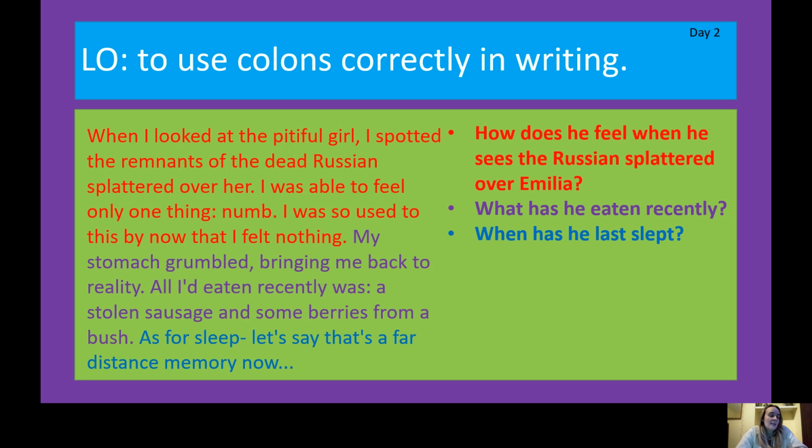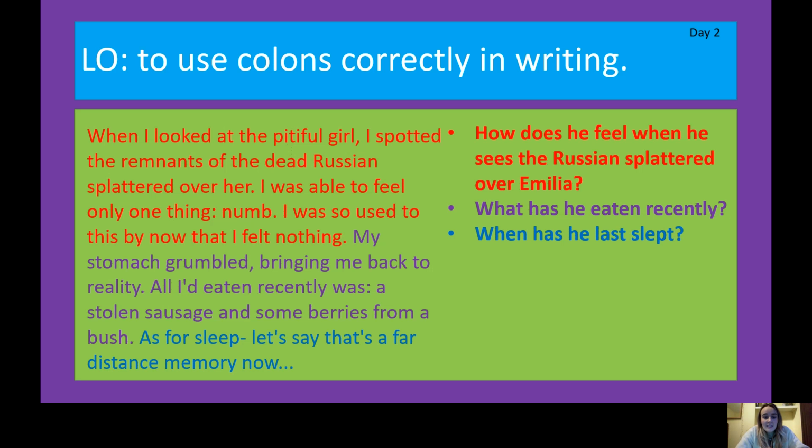Or you could say he felt dazed. Or maybe, when I looked at the sorrowful girl, I felt shocked. It still surprised me that I was able to kill people so easily. So it could be a plethora of reasons for how he'd feel at this point. So it might be a nice idea now to pause the video and write down your first sentence of how Florian would feel when he saw the Russian splatter over Amelia, but remembering to include colons in your writing.